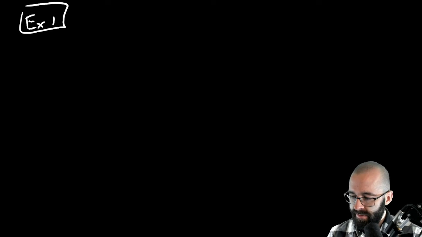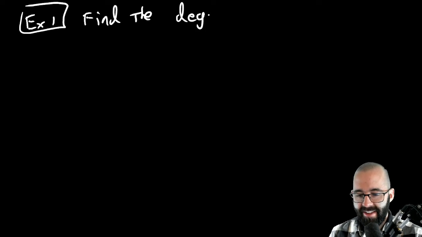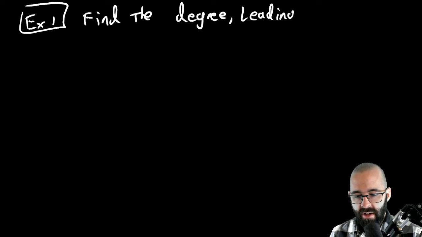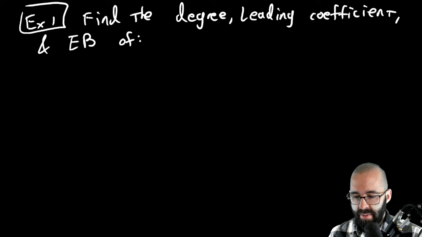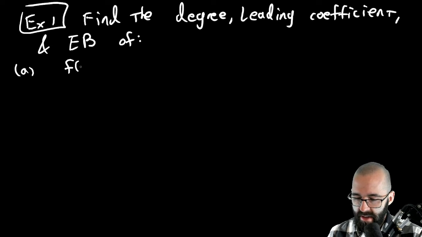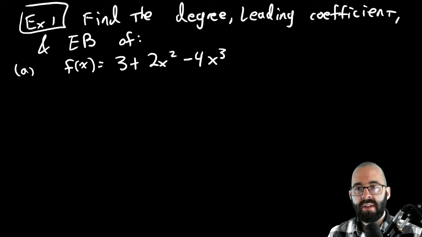Example 1. Actually, there's only one example. Find the degree, leading coefficient, and end behavior of the following polynomials. F of x equals 3 plus 2x squared minus 4x cubed.